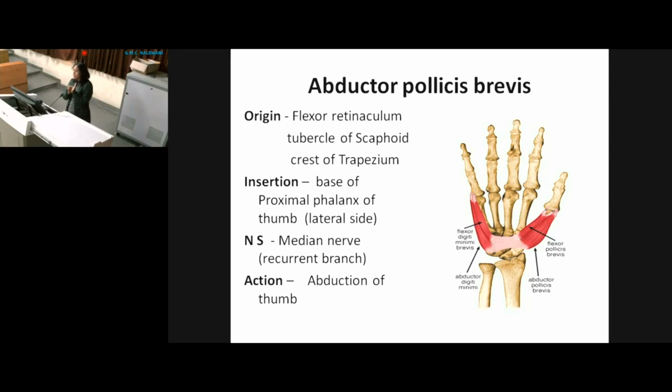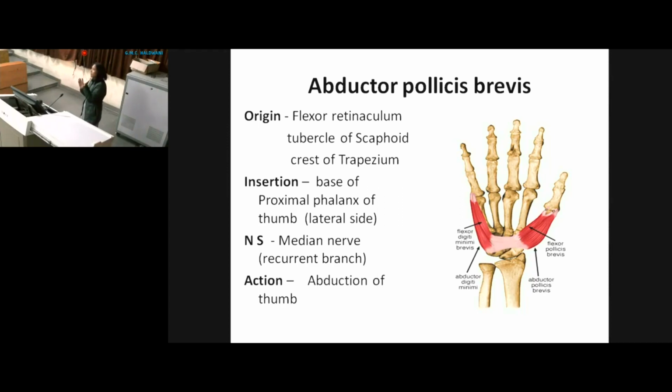Insertion is into the base of the proximal phalanx of the thumb on the lateral side. Most of the muscles are inserted into this lateral side of the thumb, in the base of the proximal phalanx. Clear? Nerve supply: because these muscles are found on the lateral side, in the palm we have only 2 nerves, the median and the ulnar nerve. So this muscle is supplied by the median nerve. The ulnar nerve will be on the medial side, and on the lateral side it is the median nerve.